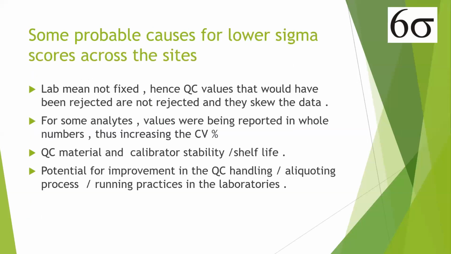Okay. Now, wherever we found low sigma, the few probable causes that we got on our introspection and analysis was, maybe for a few parameters we had not fixed the lab mean, because probably they were using the manufacturer's mean. So the QC values that should have been rejected were not rejected so far, and they have a wide range of acceptance, and they were skewing the data of the QC.